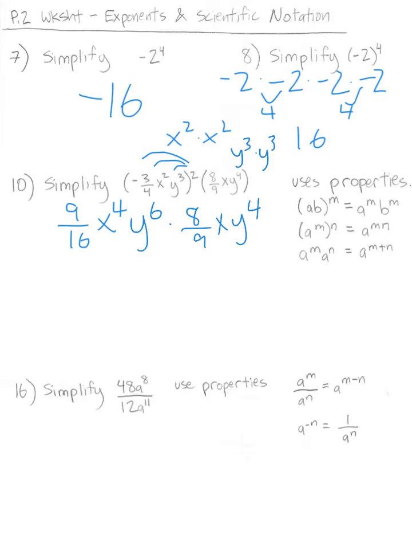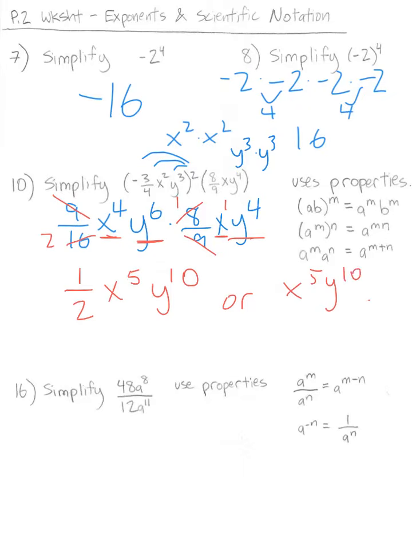So now, as I start multiplying, when I take 9/16 times 8/9, the 9's are going to cancel. 8 is going to go into itself once. It's going to go into 16 twice. So I have 1/2. If I have 4 x's over here, and I have 1 x over here, I have x to the 5th. And if I have 6 y's and 4 y's, I have y to the 10th. So my simplified form would be 1/2 x to the 5th, y to the 10th. You could also write that as x to the 5th, y to the 10th, all over 2, whatever feels better.